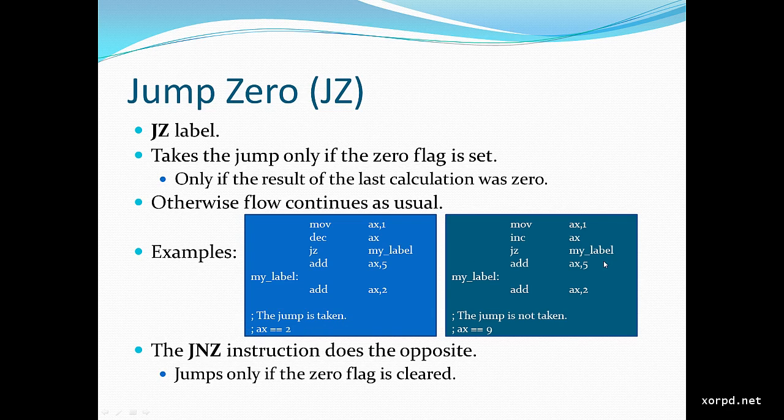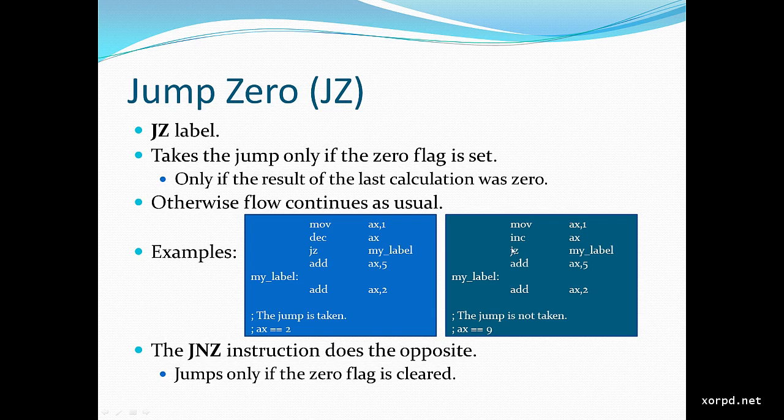Let's look at the right example. Again we move 1 inside AX, and then instead of decreasing like in the left example, we are going to increase AX by 1. Then we have the jump 0 instruction. This time, after the increase instruction, the value of the 0 flag is going to be 0 because the last instruction didn't produce a result of 0. The result produced by the increase instruction was 2, which is non-zero.